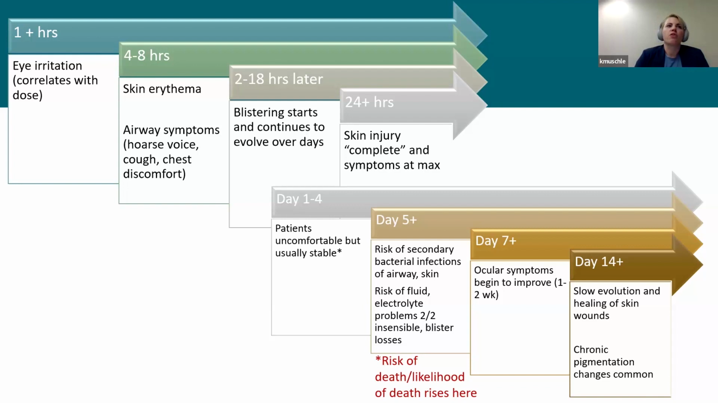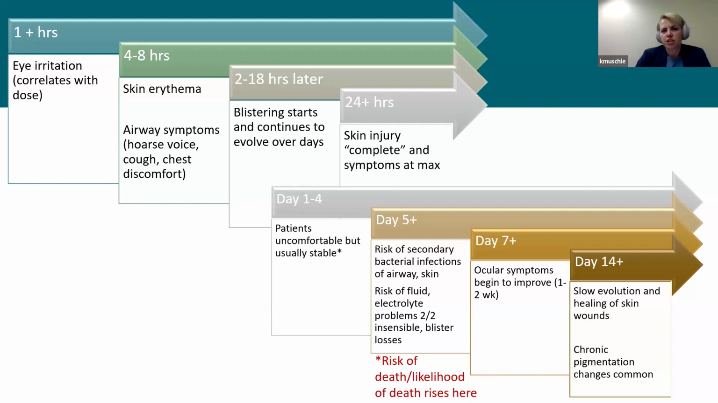And so as there's all that fluid loss and all of that unprotected skin, there's ongoing fluid losses and electrolyte problems. Around day 7, ocular symptoms tend to improve, and around the 2-week mark plus, there's slow evolution and healing of those skin wounds.